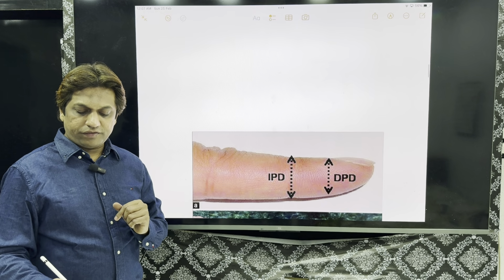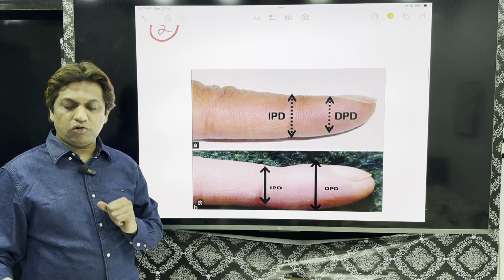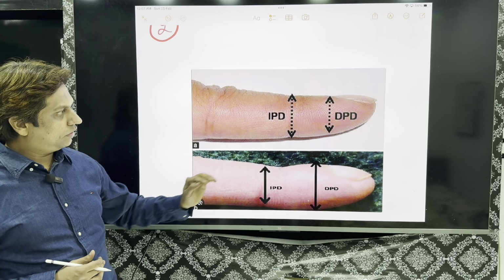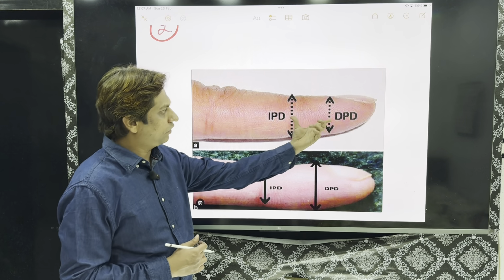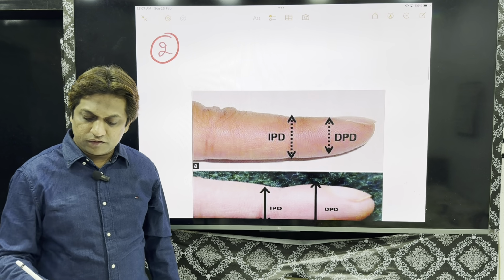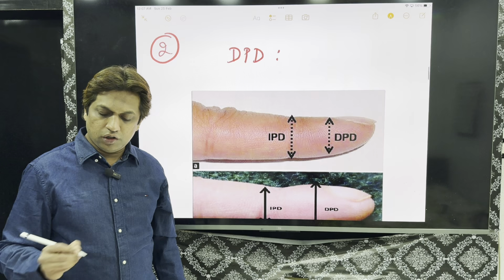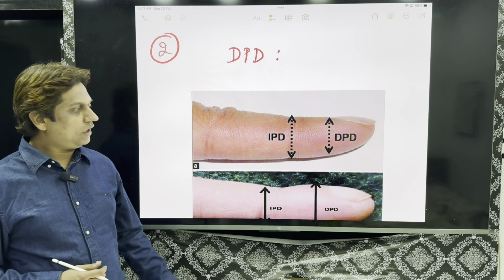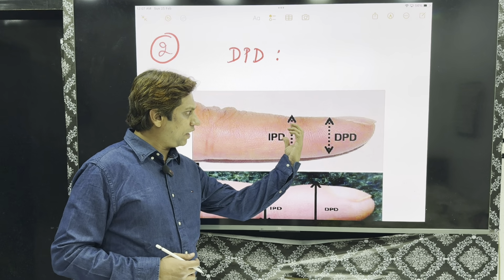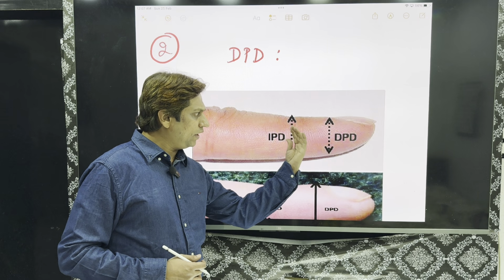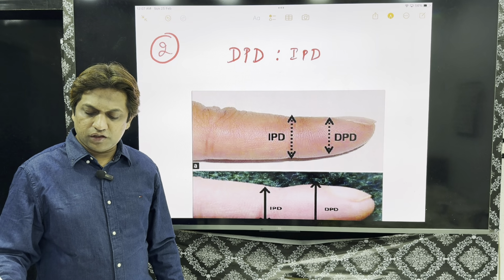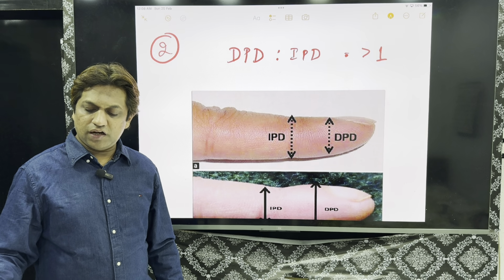This is the first thing. The second thing is you have to see the ratio of the distal phalangeal depth, that is the depth of the distal phalanx, the small bone. The distal phalangeal depth is taken as a ratio to the interphalangeal depth, that is the distal interphalangeal joint depth. Normally it is 1, but if it is greater than 1, then it indicates clubbing.